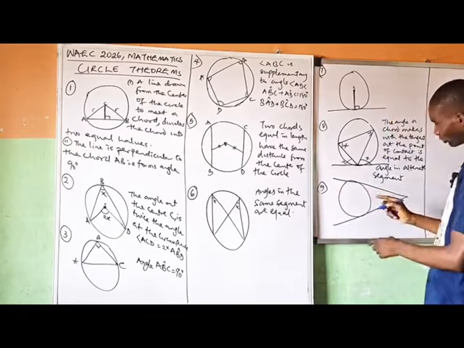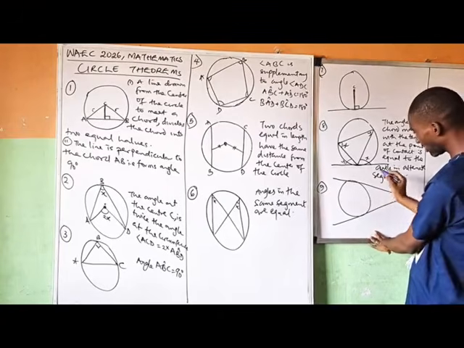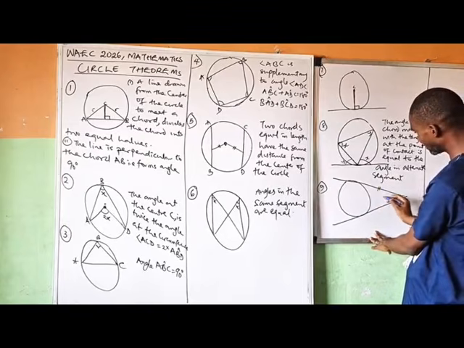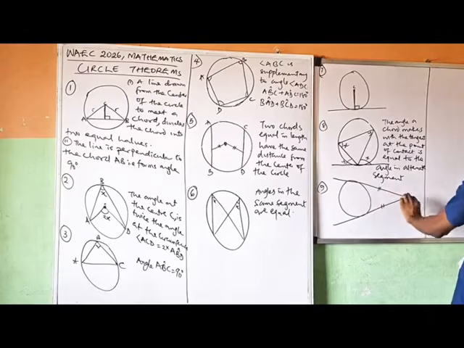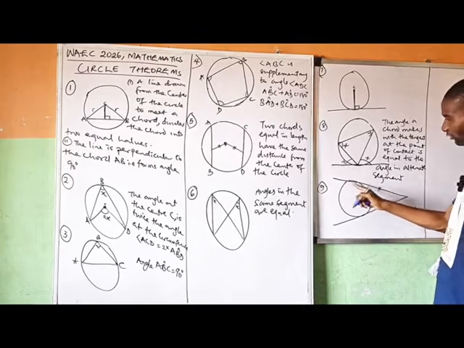All right, so there are two tangents that are drawn and they meet at this point. The rule makes us understand that these two tangents that are drawn to meet at this point have the same distance from the circle.